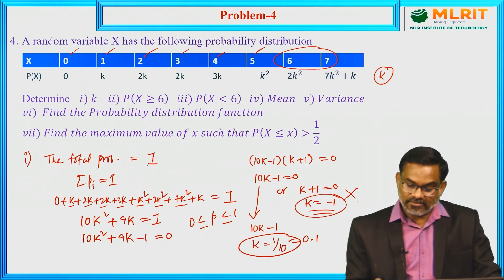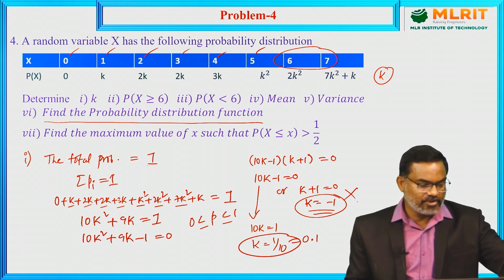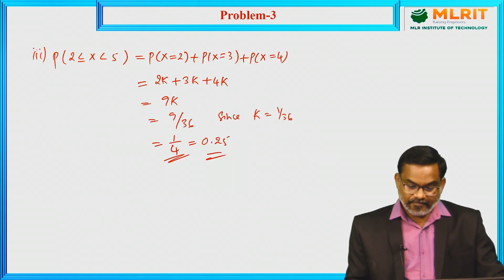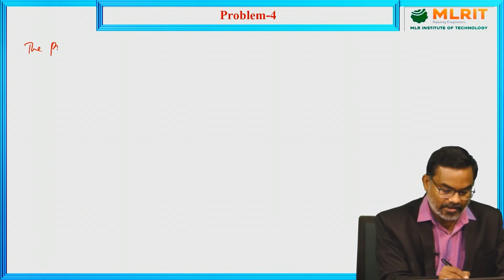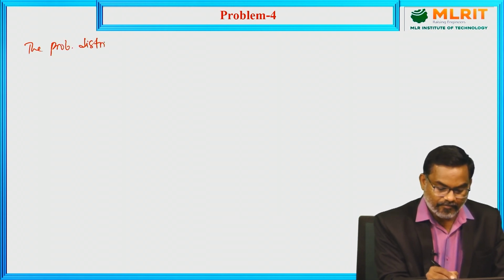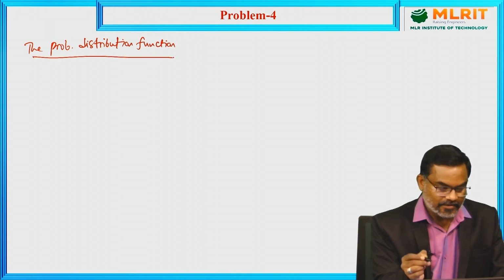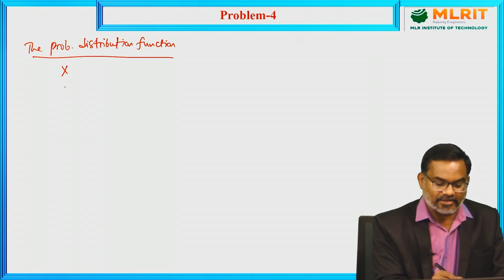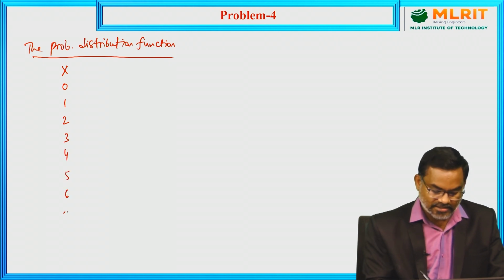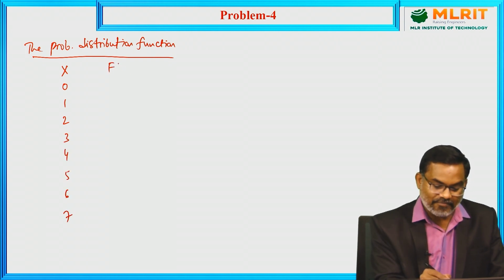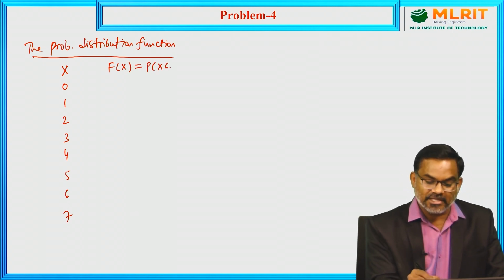Now, the next one is to find the probability distribution function. The probability distribution function means we need to calculate the cumulative probability. So, we have the values of x given from 0 to 7: 0, 1, 2, 3, 4, 5, 6, 7, and this capital F of x, the probability distribution function or cumulative probability function, is probability of x less than or equal to x.